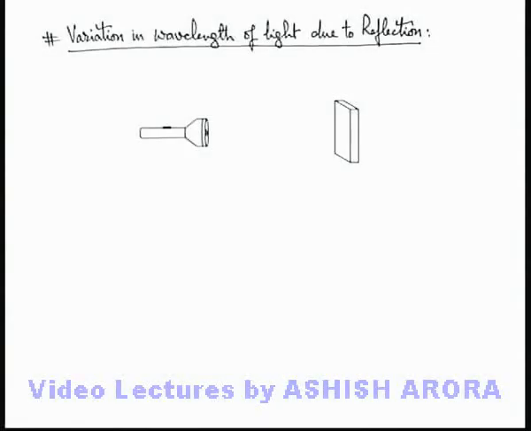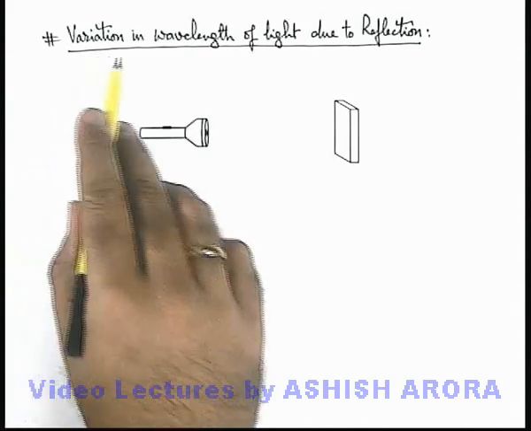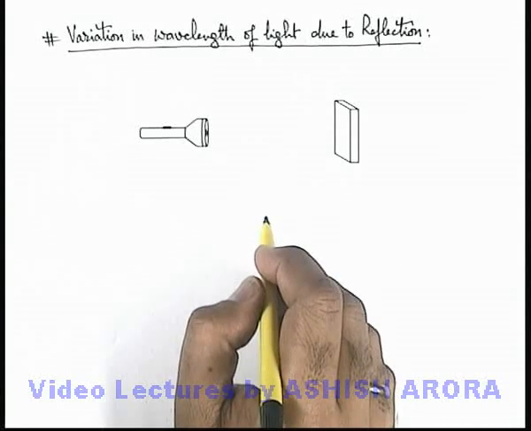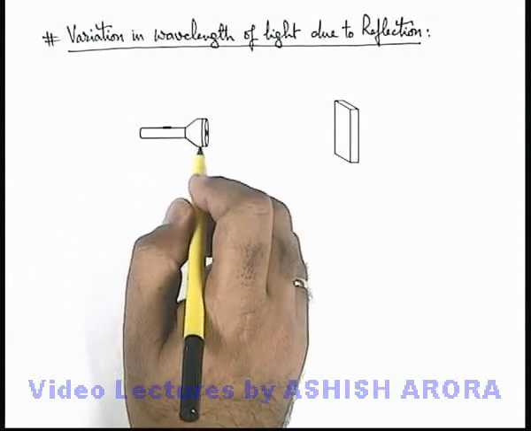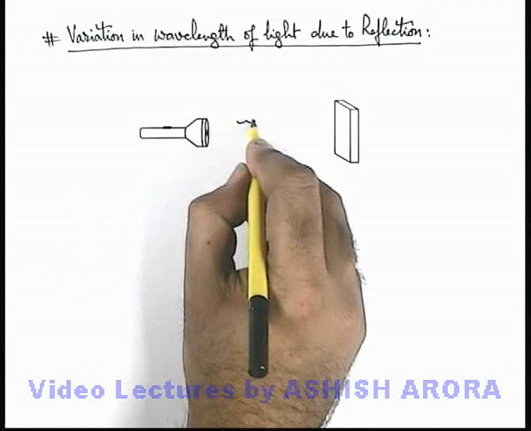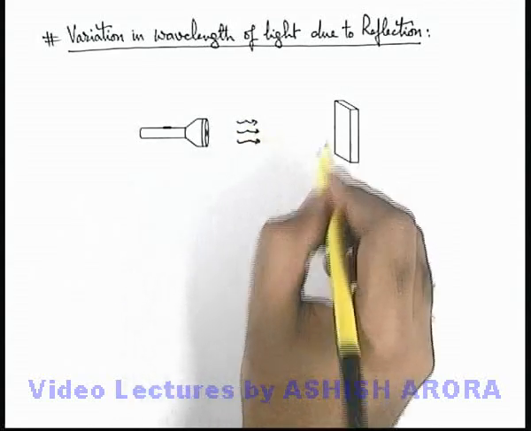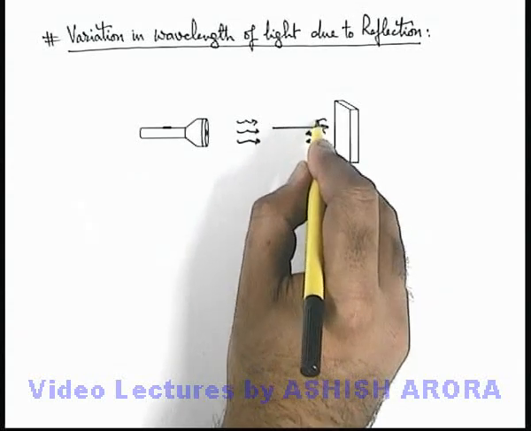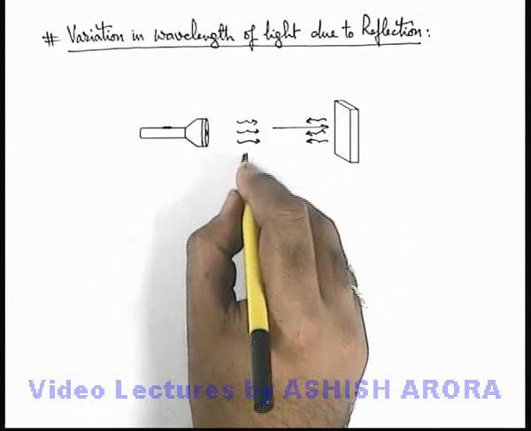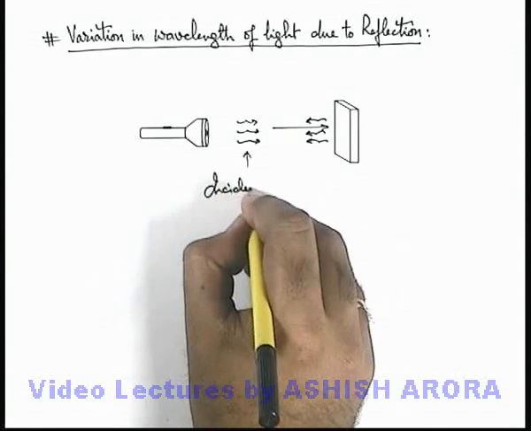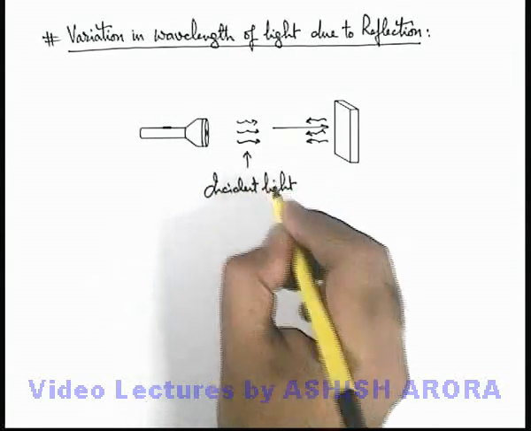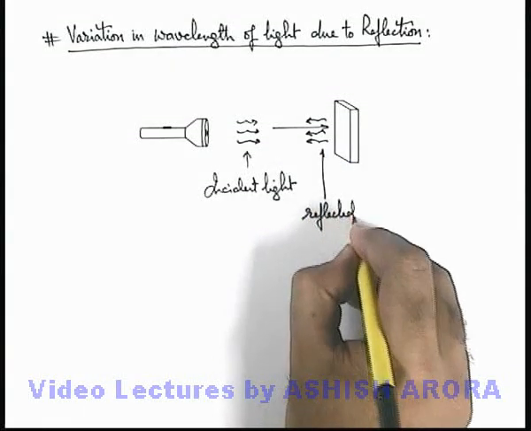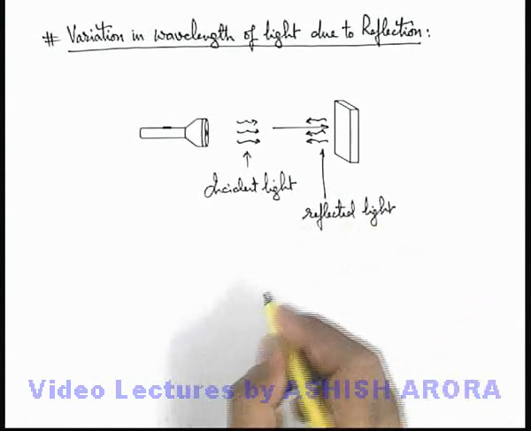Let us discuss a very important concept on variation in wavelength of light due to reflection. Say we are given a surface on which, when a light source is switched on, a pulse of light propagates towards the surface, and when it is incident, a part is reflected back from the surface. So this we can call incident light. And after reflection, this is the light which we can call reflected light, which is reflected from the surface.